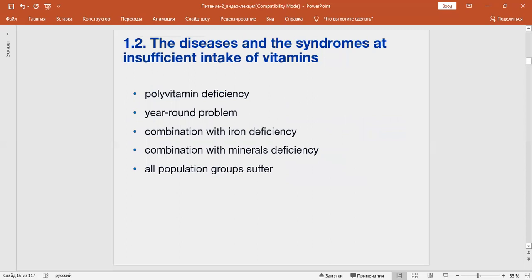Another variant of deficient nutritional status is deficiency of vitamins. In most cases, it's polyhypovitaminosis. The deficiency is revealed not only in spring, but in the most favorable period of the year, in summer. Therefore, it is a permanent adverse factor. Polyvitamin deficiency is combined with iron deficiency and anemia, and also with deficiency of minerals such as iodine, calcium, and selenium. Multivitamin deficiency is characteristic of all population groups, regardless of age, gender, and profession.